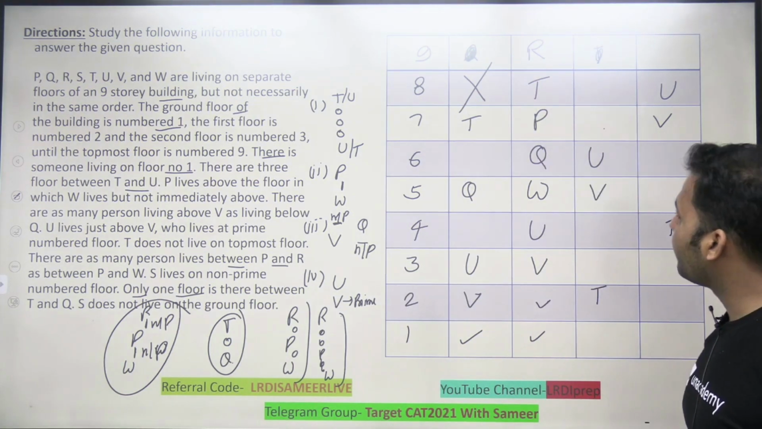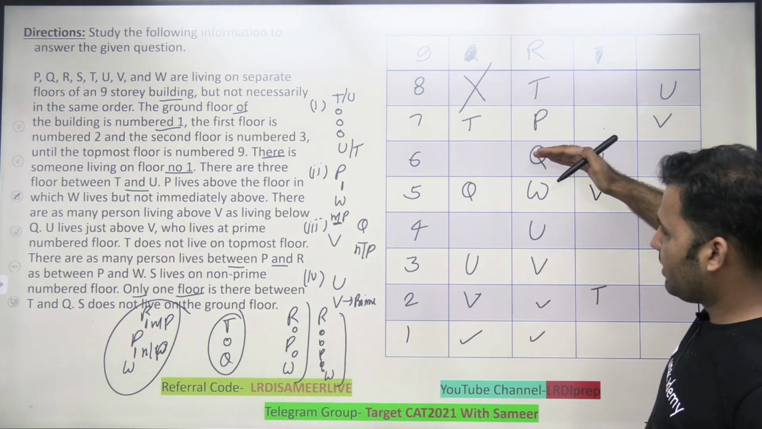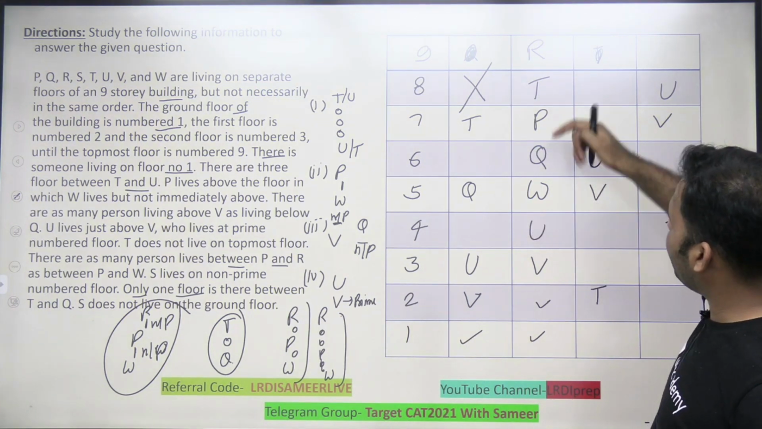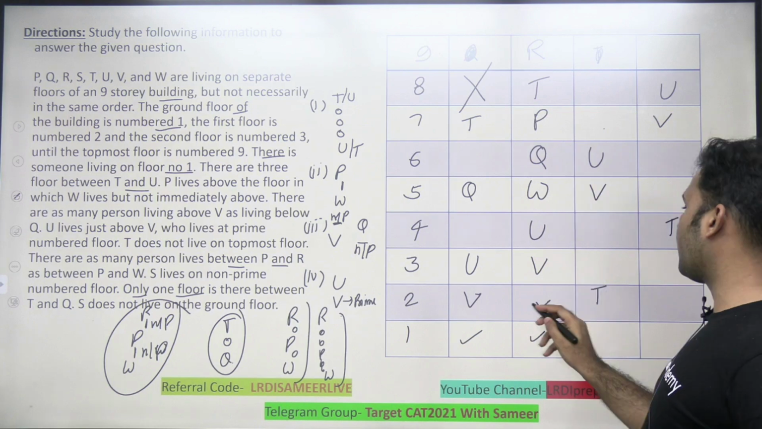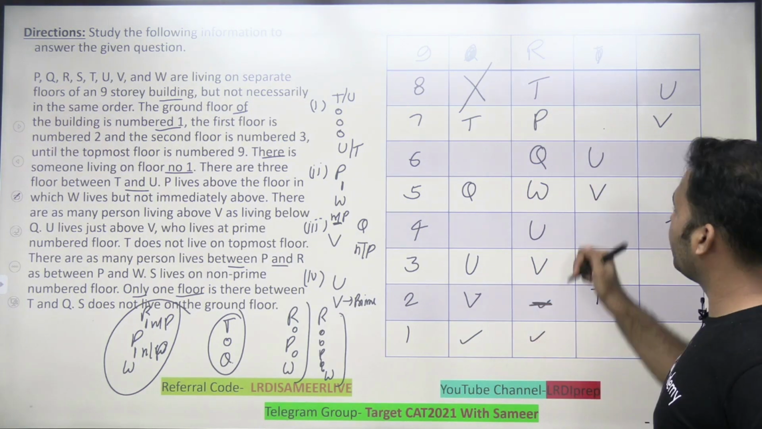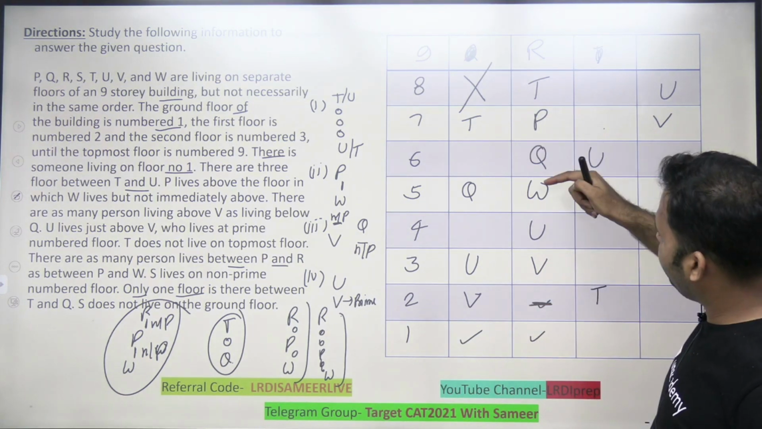But then you see that the number of people below Q, you can see that all these floors are filled. So one of these floors has to be vacant. So the number of people below Q would be 1, 2, 3, and 4.